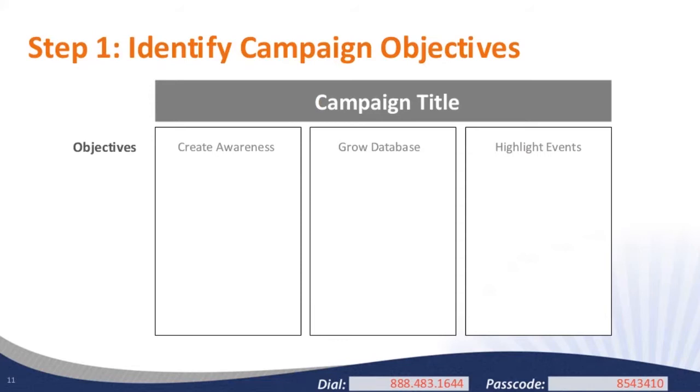Identifying the business objectives mandates a discussion, or sometimes multiple discussions, with the senior leaders in your organization and working with them, right? So we want to identify why the campaign or the initiative exists. So here are just some examples. The objectives might be to create awareness, to grow a database of names, or to highlight or promote key events.